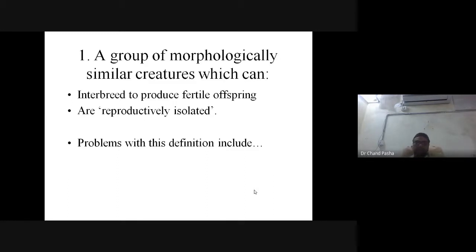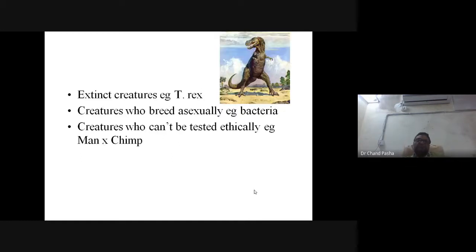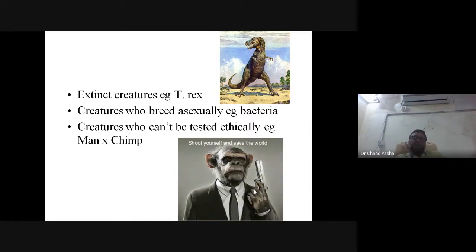They are separated. Okay. And with this definition we have some problems, like extinct creatures. We have given some groups to them, and bacteria cannot do sexual reproduction, though actually the definition requires sexual reproduction. And sometimes testing, like man versus chimp, may not be ethically correct. Okay.